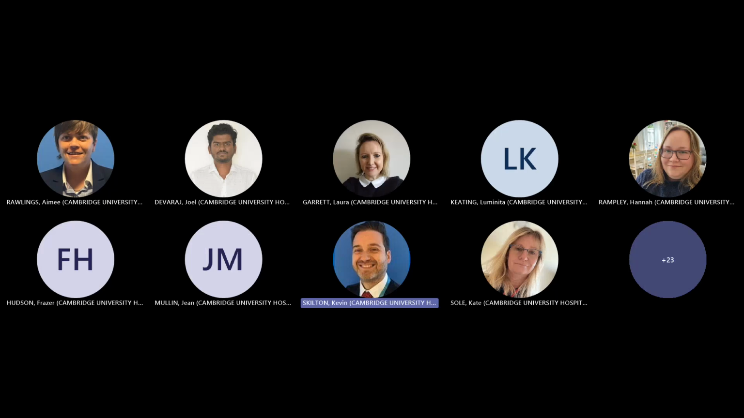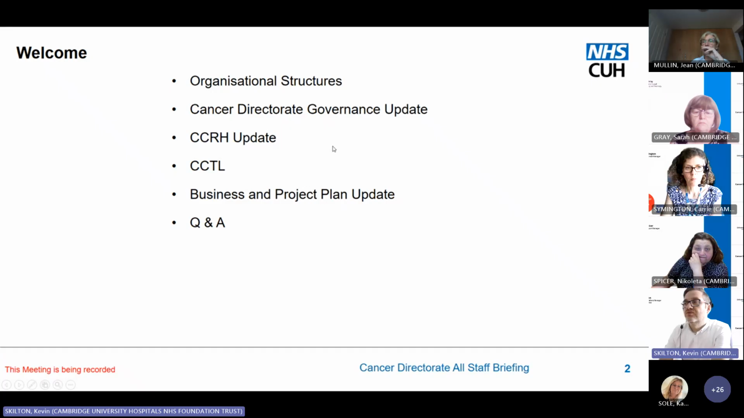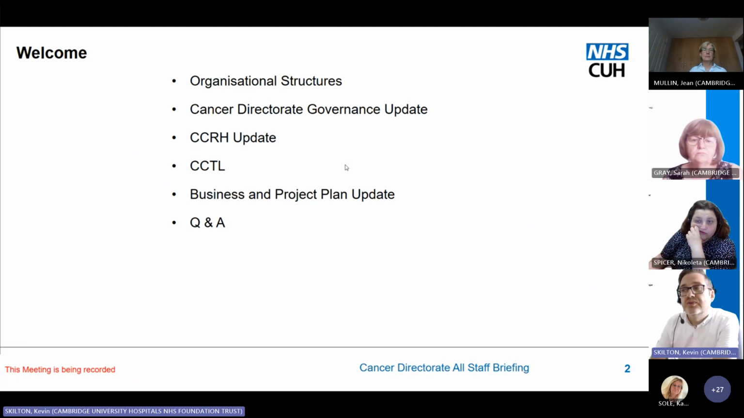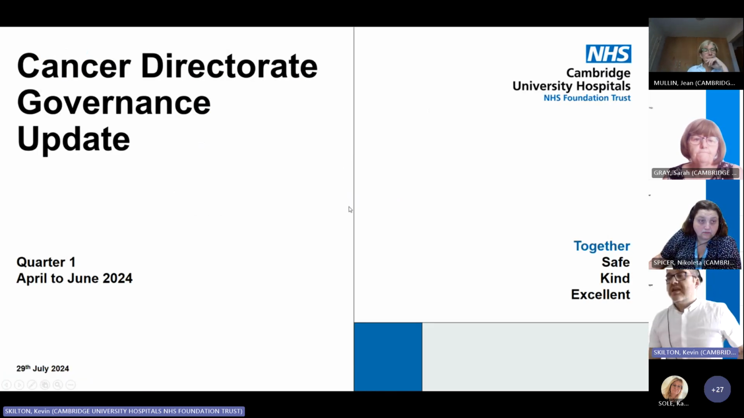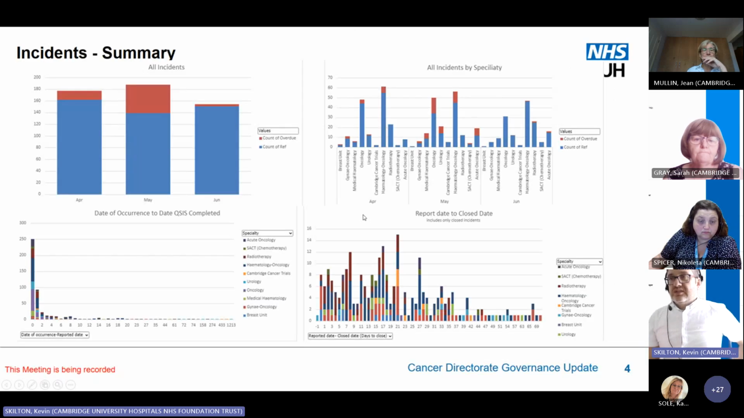So coming up today, not talking organisational structures, but we'll get on to governance stuff. We've got a CCRH update from Carrie. CCTL are going to talk to us about the changes that have been going on in CCTL, where they've come from and where they're to now. And we're also going to do a business and project plan update later on. So just going straight into governance update, keep it fairly short this time.